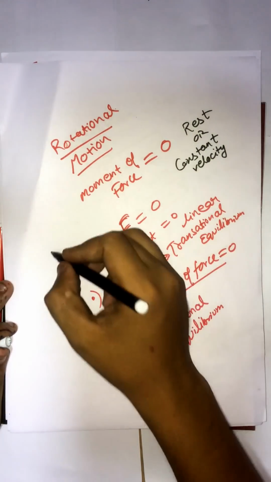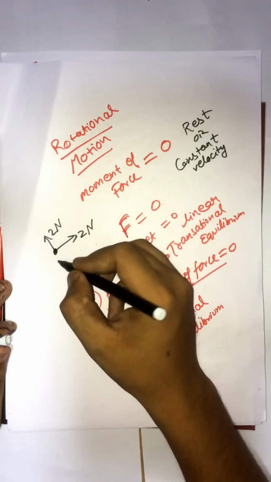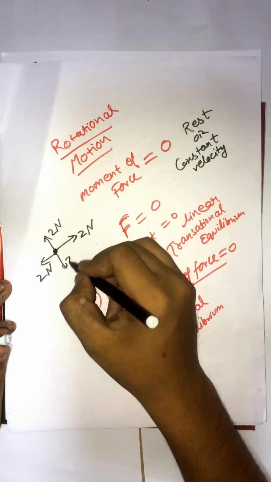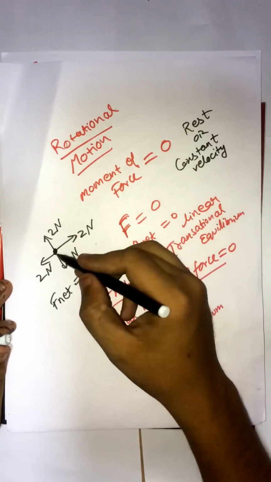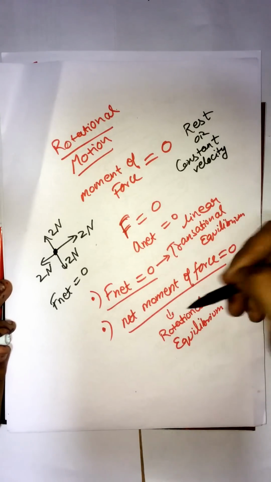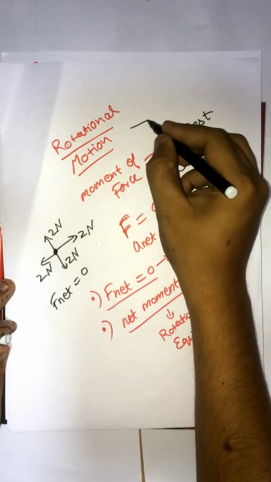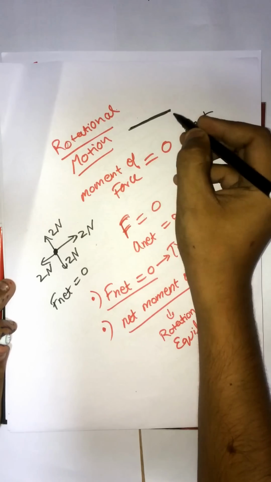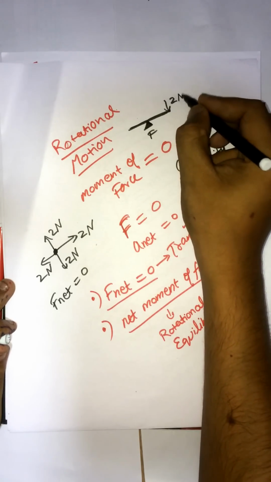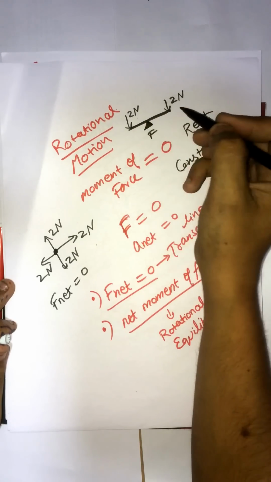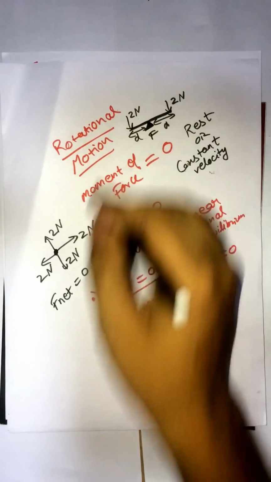This is equilibrium. Say here is a mass, and apply 2 Newton force on this side and 2 Newton force on this side, 2 Newton on this side and 2 Newton on this side. So what is the net force? You will say the net force is 0, and hence this body must be in equilibrium. Moreover, the net moment of force should also be 0. I should give you an example. Suppose we have a rod over here and it is pivoted at this point, the fulcrum. I apply 2 Newton force from here and 2 Newton from here, and suppose this distance and this distance are equal, they are the same.